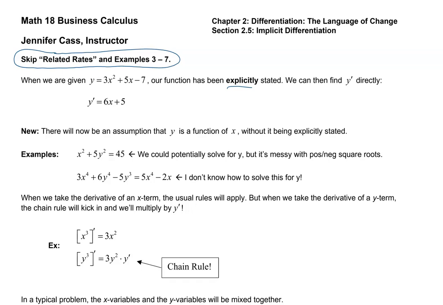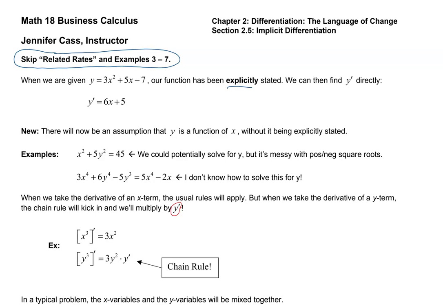So there's not really a way to make y explicit, y equals some function of x. So we have to work with y being folded into our equation. When we take the derivative of an x term, the usual rules will apply. But when we take the derivative of a y term, the chain rule will kick in and we'll multiply by y prime. And again, if we knew what y was explicitly, we could just take the derivative and write it out, but that's the best we can do, is to tack on a y prime.